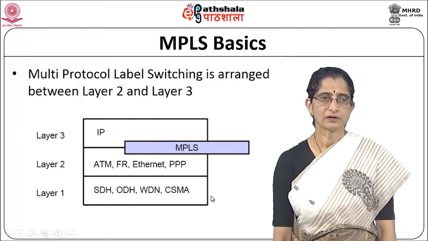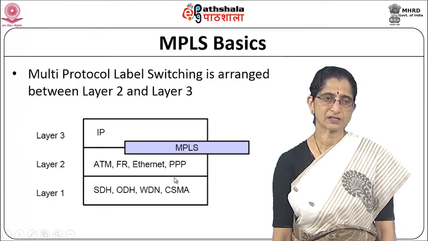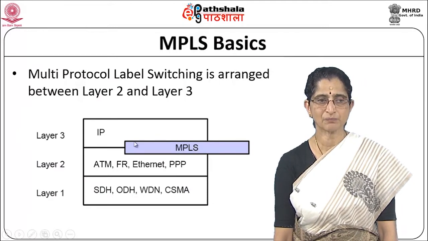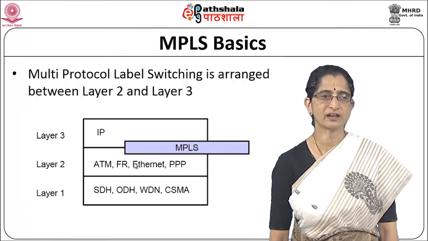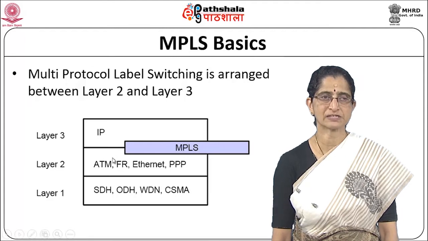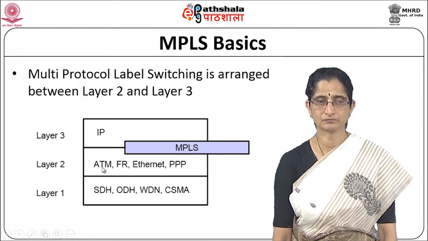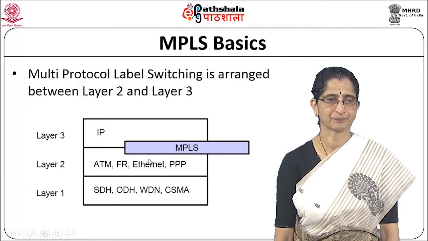And where exactly does this MPLS protocol reside? You can say that it comes somewhere in between layer 2 and layer 3. In fact, MPLS is also referred to as a layer 2.5 protocol, which means it comes in between layer 2 and layer 3.